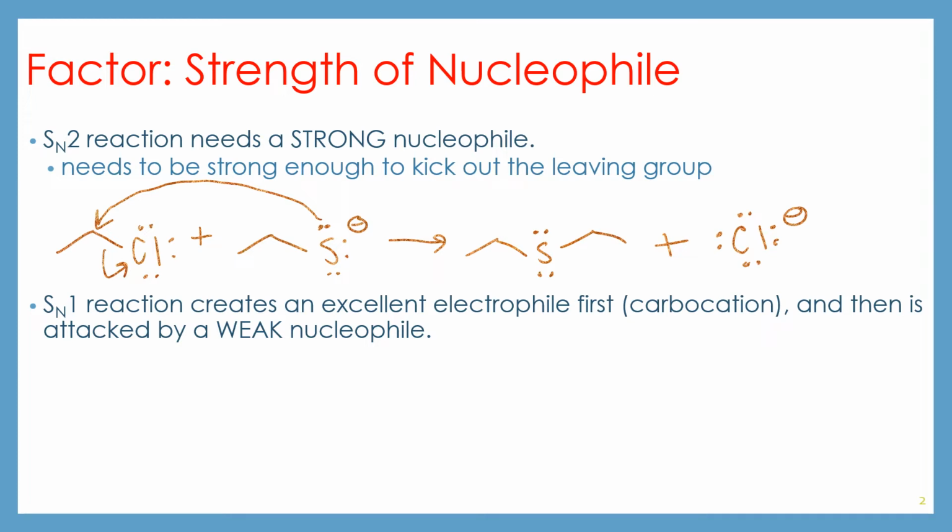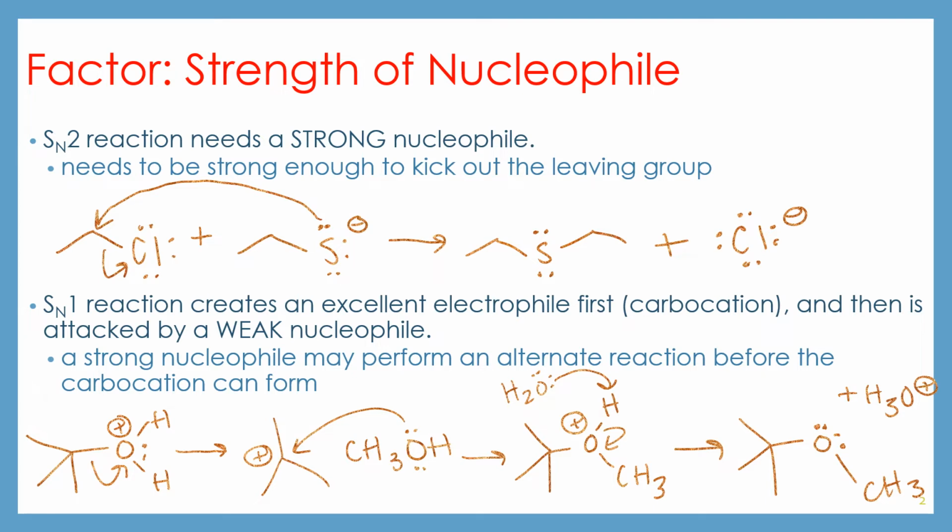SN1 reactions don't really require a strong nucleophile. You can use a weak nucleophile because the first step of an SN1 reaction is to create an excellent electrophile first, and that is the carbocation. So if you are forming a really great electrophile, then you can use a weaker nucleophile. Also, SN1 reactions often need a weak nucleophile because if you have a nucleophile that is too strong, it might actually attempt to do an SN2 reaction before the carbocation can form.